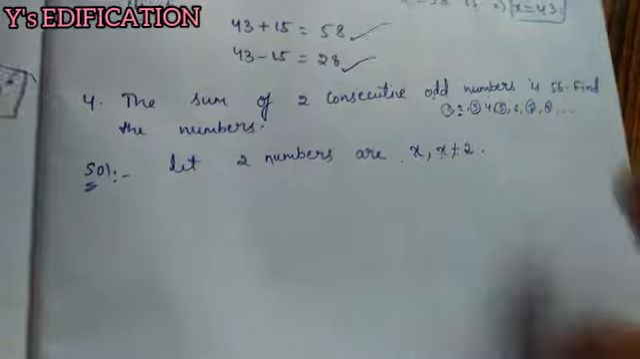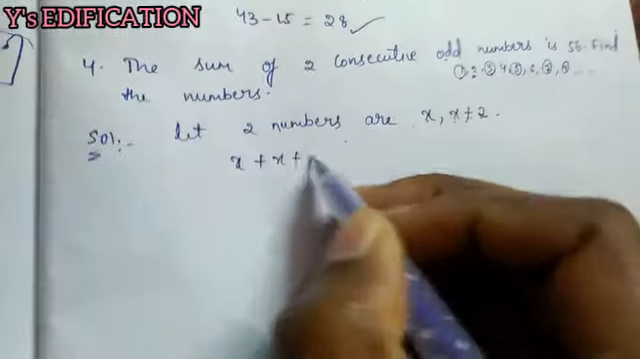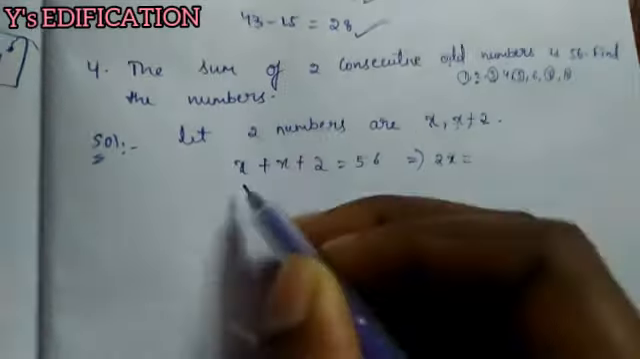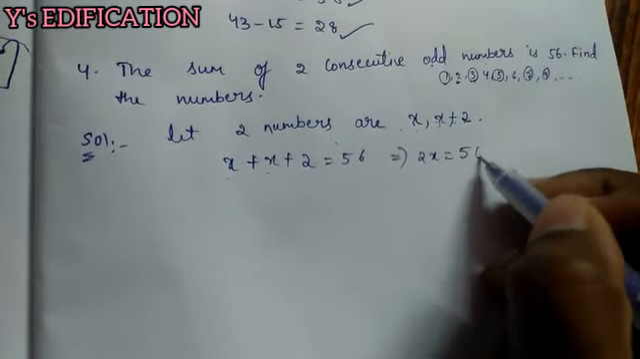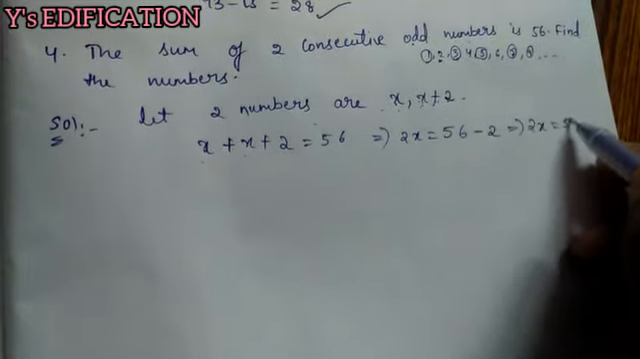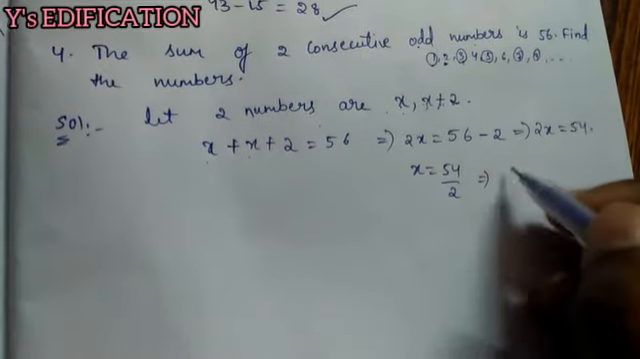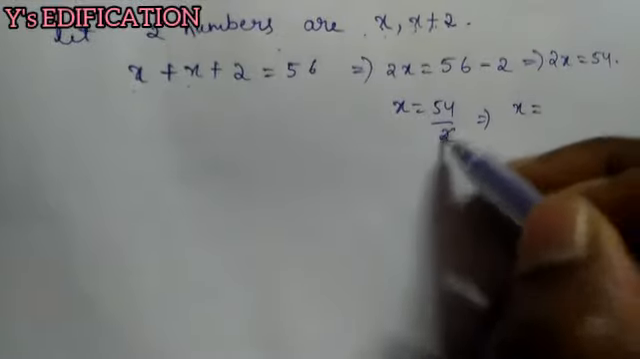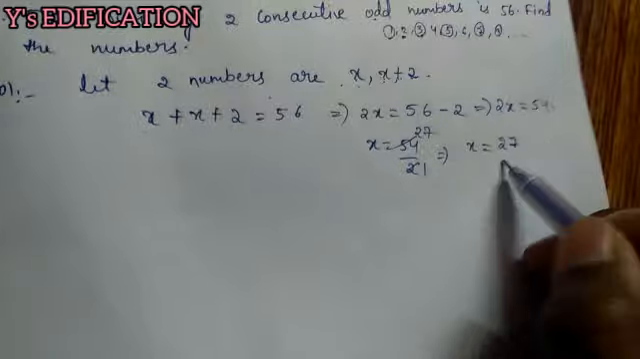When we add these two numbers, we will get the result 56. So that means x plus x plus 2 is equal to 56. So 2x, x plus x is 2x, is equal to 56 minus 2. Okay, 2x is equal to 54 and we want the x value. So 54 by 2. So what is the x value here? 2 into 27. So x is 27. So one number is 27.